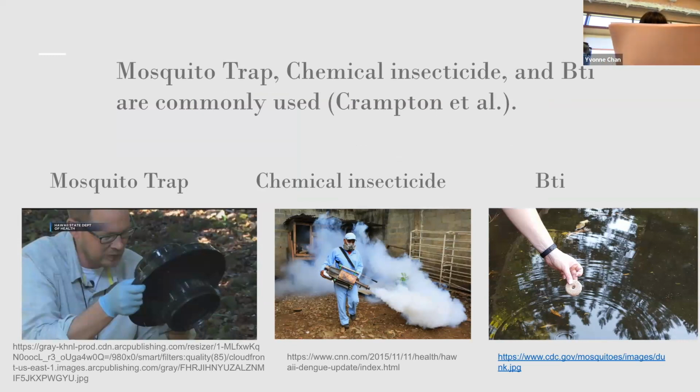And chemical insecticides and BTI are also applied to standing water where mosquitoes lay their eggs. Once the eggs hatch, the insecticides prevent the larvae from developing into adults.